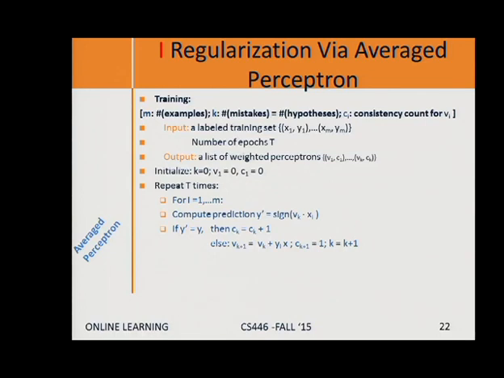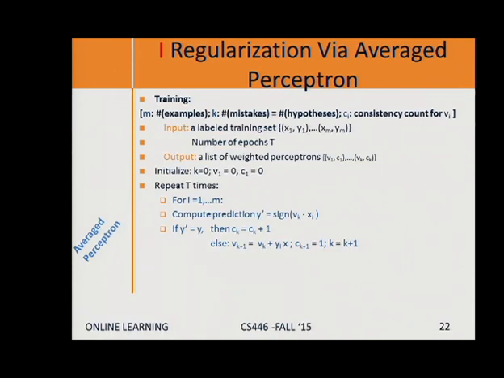So this is my sequence of input. And the output is going to be a list of weighted perceptrons, each one with the corresponding weight. I'm initializing everything to 0. And then for i equal 1 to M, I'm predicting. Now, the predicting is with my current hypothesis, VK. So it's the sign of the dot product of VK with the ith example.